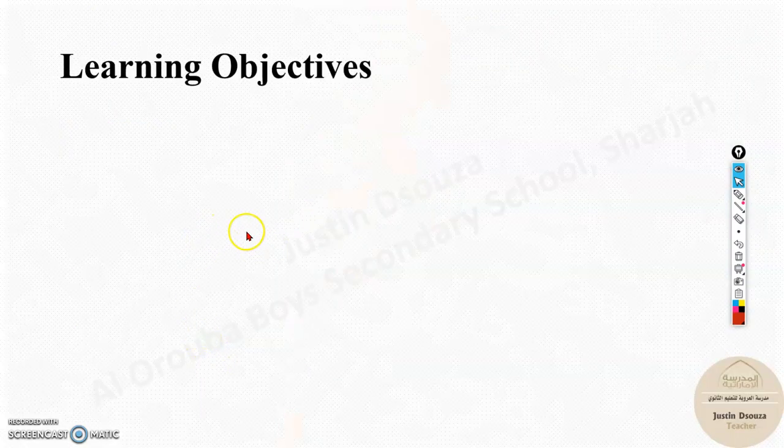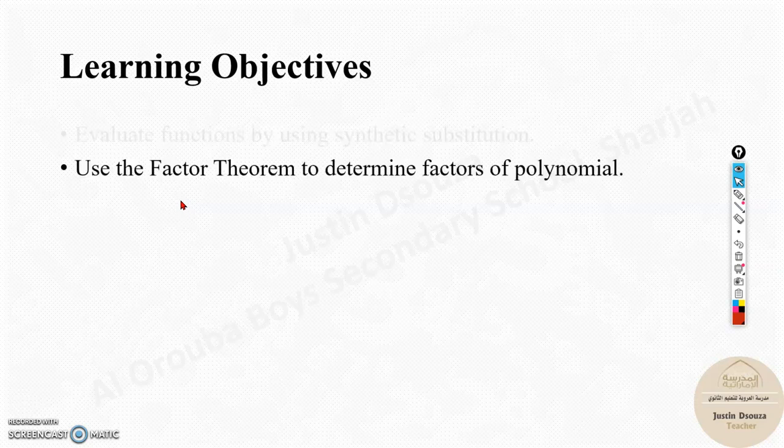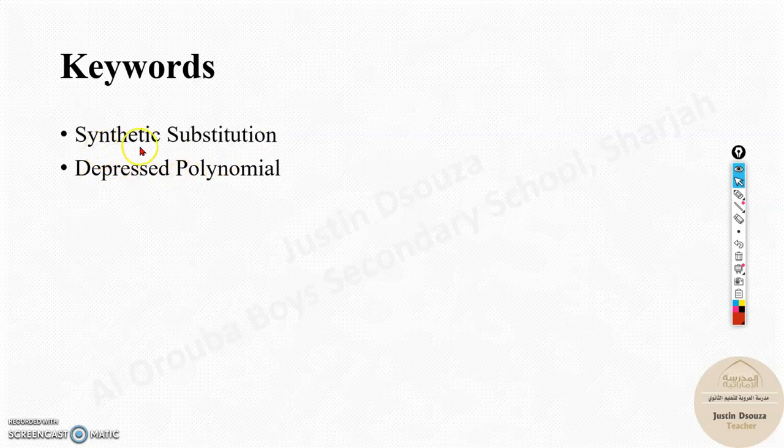The learning objectives are to evaluate functions by using synthetic substitution and to use the factor theorem to determine factors of polynomials. The keywords you'll come across are synthetic substitution and depressed polynomial. Synthetic substitution, we have already come across this, will be used to solve the remainder theorem. Depressed polynomial, we will come across this term in the factor theorem and I will explain it over there.